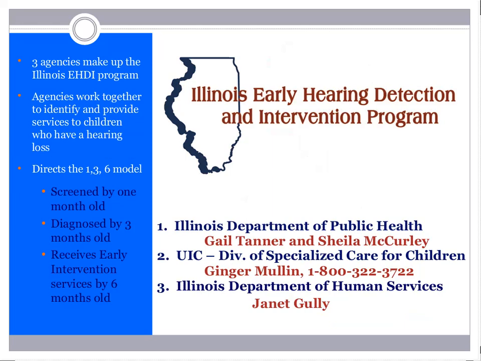Our state EHDI program is actually comprised of 3 agencies: the Illinois Public Health Department, DFCC, and Department of Human Services. These three agencies work together to identify and provide services to children who have a hearing loss. And they're responsible for ensuring that we follow the 1-3-6 model: families with newborn babies are screened by 1 month old, they receive the diagnosis by 3 months old, and they are enrolled in early intervention services by 6 months old.